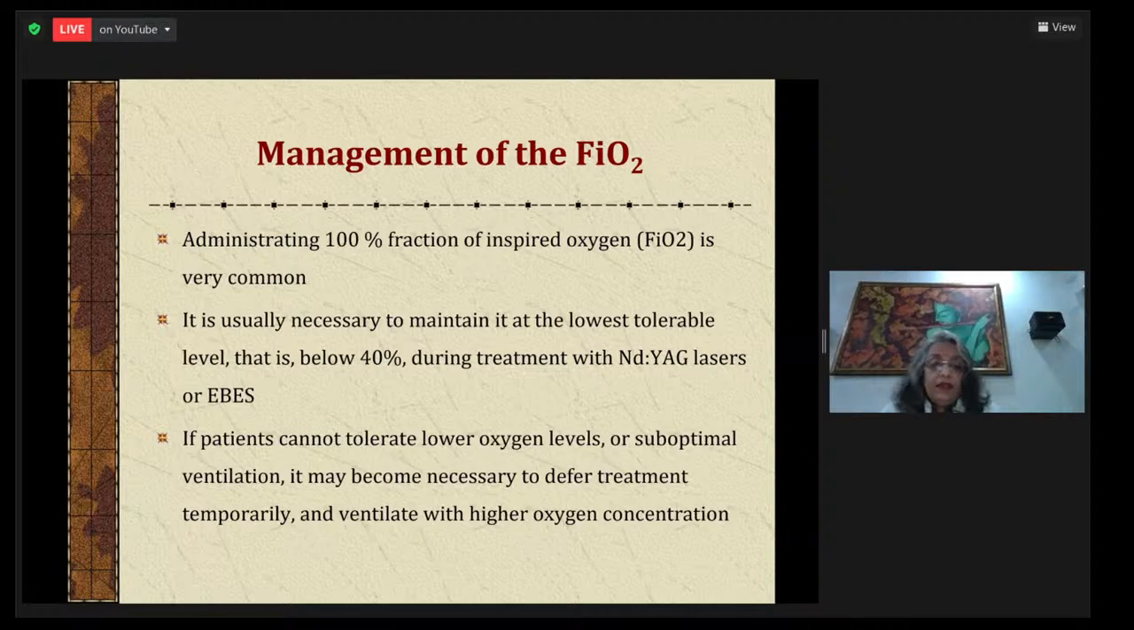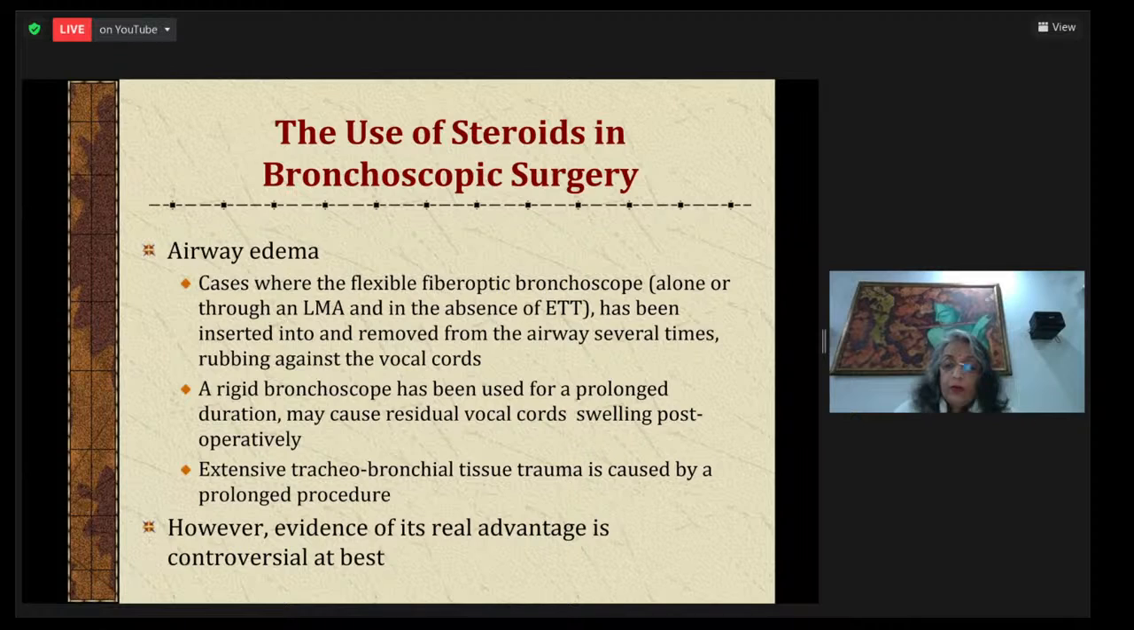There is no evidence for any real advantage for the use of steroids in bronchoscopic surgery, but airway edema is caused because of the use of flexible bronchoscope, which is taken in and out of the airway several times. A rigid bronchoscope, by its very nature and robustness, may cause swelling at the vocal cords, and extensive tracheobronchial tissue trauma can be caused by prolonged procedures. So even if there is no real advantage, we usually prefer to give steroids in all these patients.